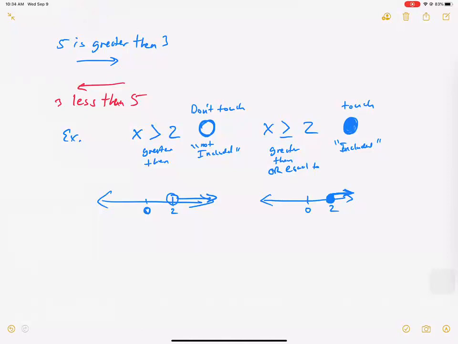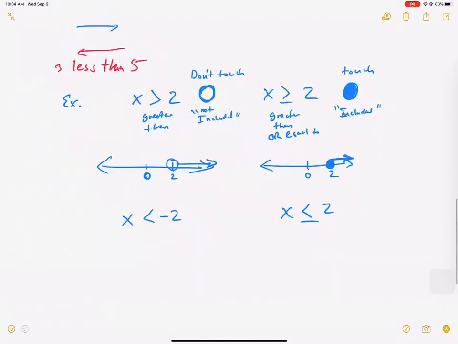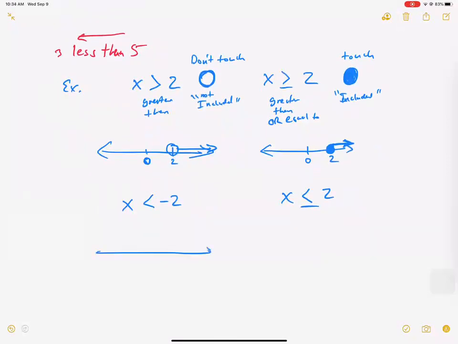Let's do one more. Let's say x is less than -2. And over here, x is less than +2, but with an equal sign. Okay, so we're going to draw 2 graphs here, looking at 2 different, yet similar looking problems. Graph 0, graph 0. Now where is -2? That's on the left side of the graph. +2 is on the right side of the graph.